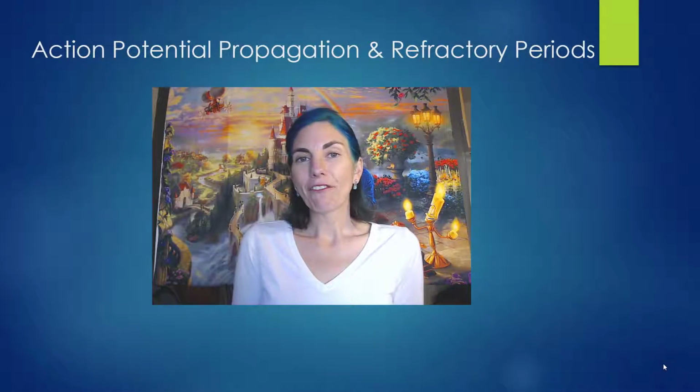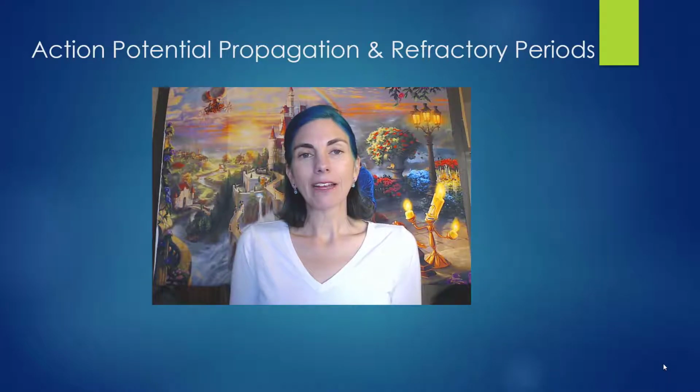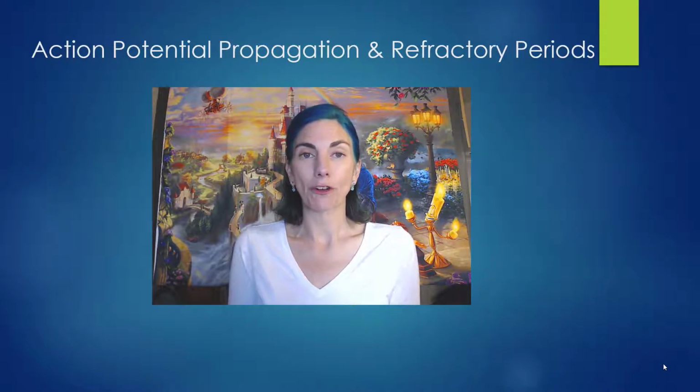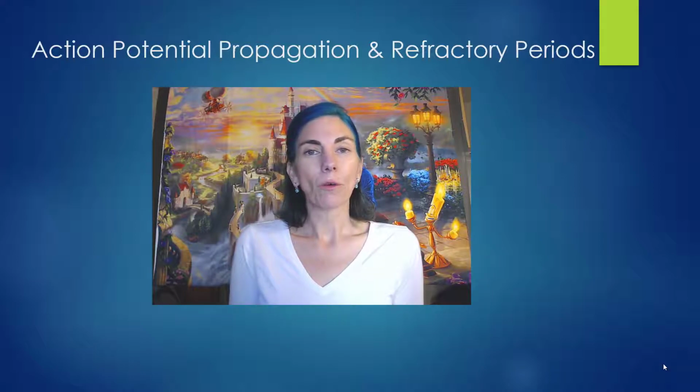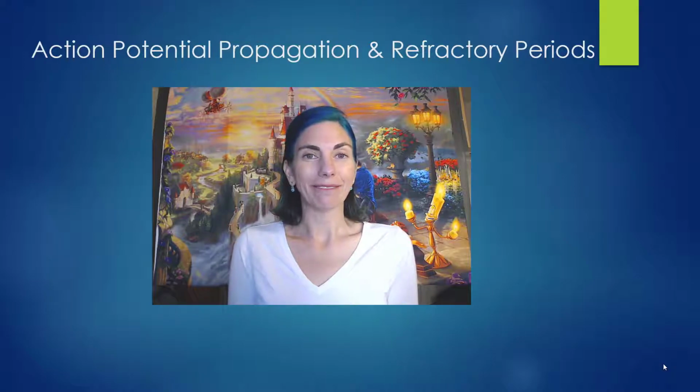So now that we have finished our review of a single action potential, let's take a look at how action potentials move across the length of a neuron. To start, we need to quickly revisit neural anatomy. So let's take a look at that.